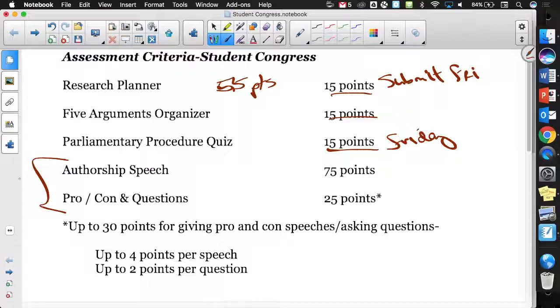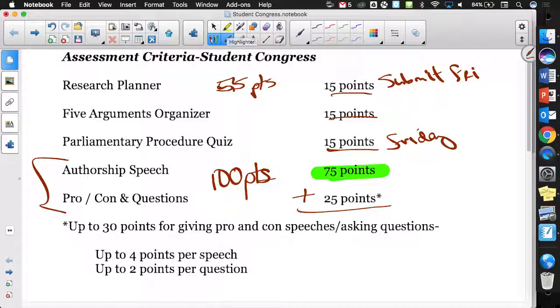Just like you did for your eloquence speech, you're going to submit one of those to me as well. So that's going to be additional points before you actually get to your speech. Your actual speech grade is going to be 75 points. However, your Student Congress grade is going to be out of 100 points. So that 100 is coming from this 75 plus your pro-con speeches and your questions.